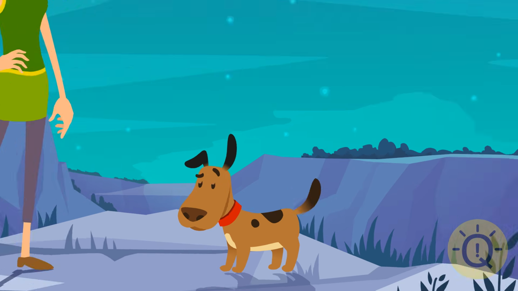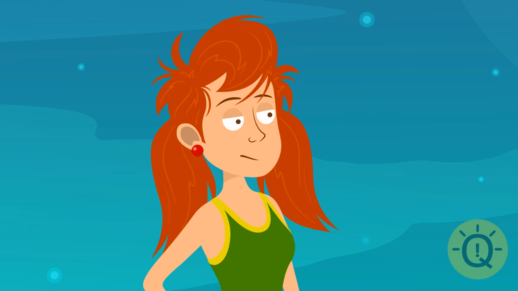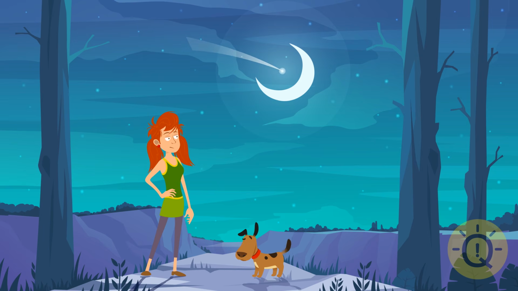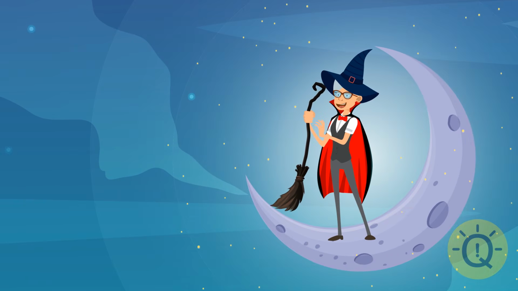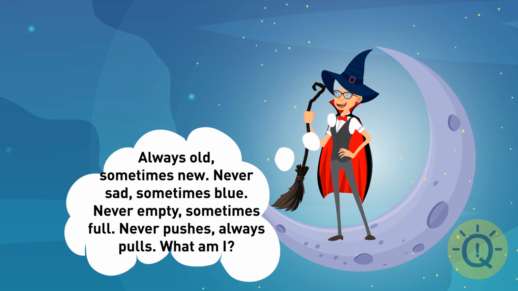Layla's best friend was her dog named Gamgee. One night after spotting a falling star in the sky, she wished that Gamgee could talk to her. Then, suddenly, the star came to life in front of her and said, "I will grant you your wish if you can answer this riddle of mine. Always old, sometimes new, never sad, sometimes blue, never empty, sometimes full, never pushes, always pulls. What am I?"